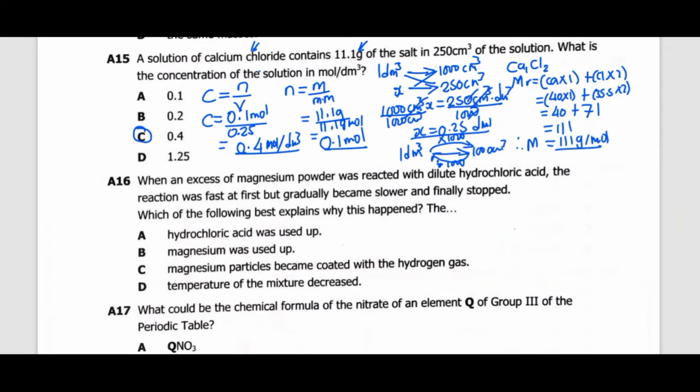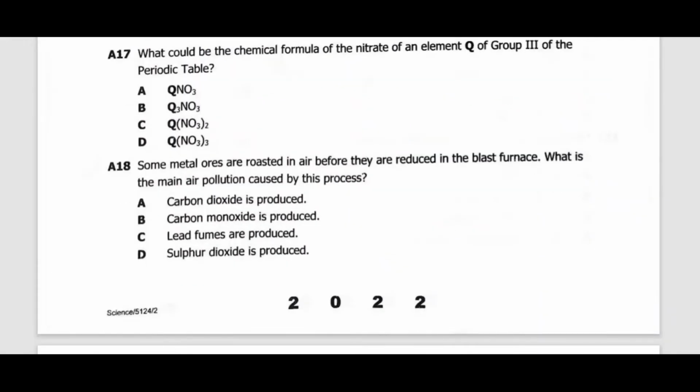So here we are told an excess of magnesium. So magnesium was in excess, so this one was not used up completely. So what made the reaction stop was the hydrochloric acid was used up completely. So this is acting as a limiting reagent. So our answer here is A. So we move on to question 17.